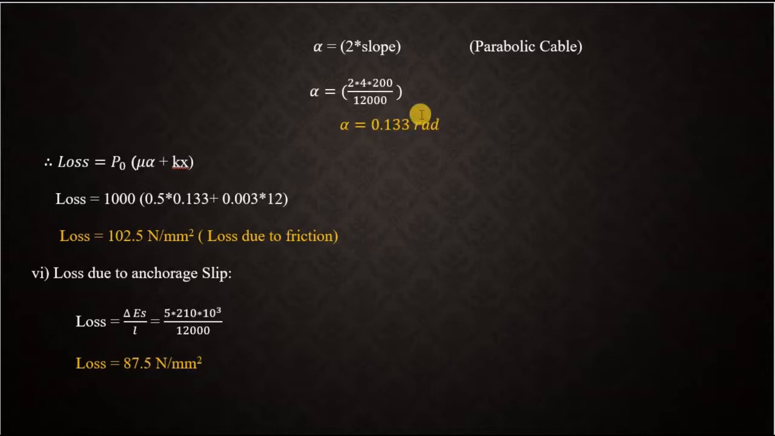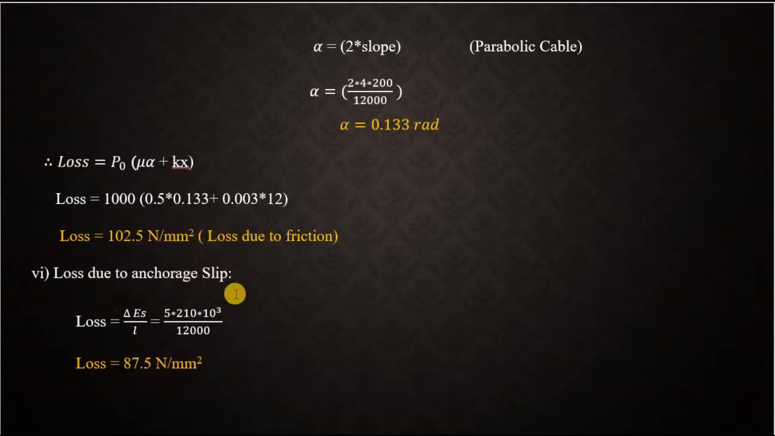Now we have all the values, so just substitute them here. Mu was known, P naught was known, that is the initial stress, mu into alpha is 0.133, plus K value into x. Be careful here: x is nothing but length, so don't get confused. Here x means length. Substitute the length of the beam as 12. The loss is 102.5 Newton per mm square. This is the loss due to friction.